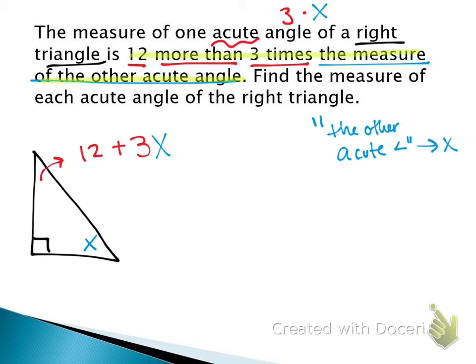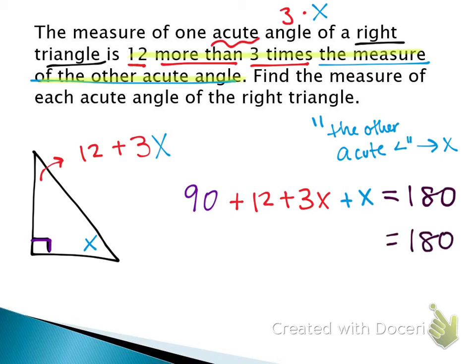After this, what do we know about 3 angles in a triangle? They add up to 180. So we're going to take 90, that is one of our angles, plus 12 plus 3x, that is our second angle, and then our third angle is x. And they equal 180. Combine some like terms. We got 90 plus 12, which is 102, and then we've got 3x plus x, which makes 4x.